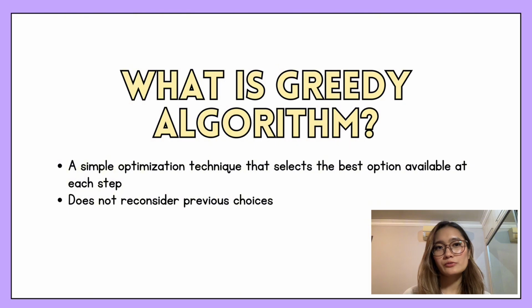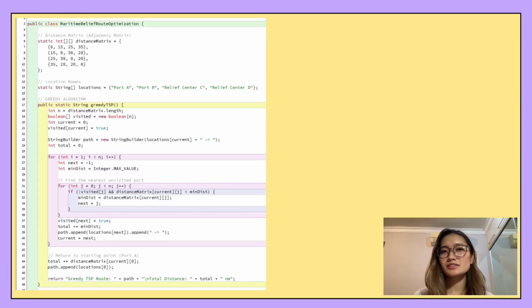It is simple, fast, and works well for problems that don't require exhaustive searching. However, it does not always guarantee the best overall solution because it only looks for immediate benefits, not for long-term consequences. So for this RROP, we use this approach to find the quickest route for a relief vessel to visit all ports and centers. So this is the source code for the greedy algorithm.